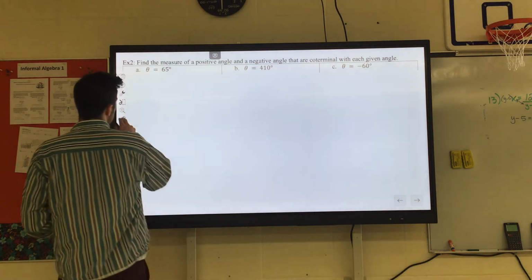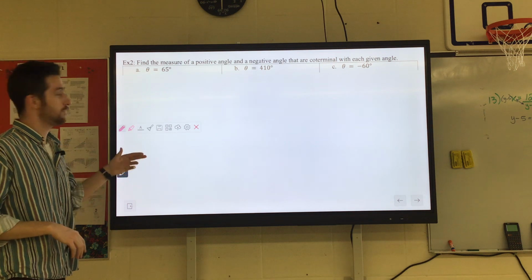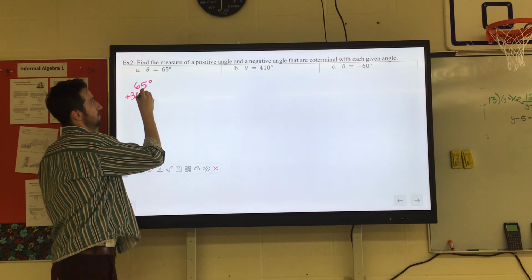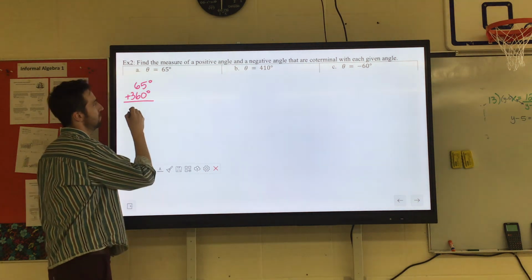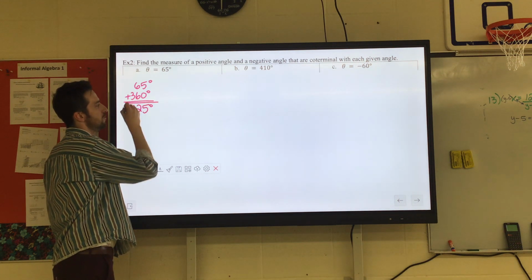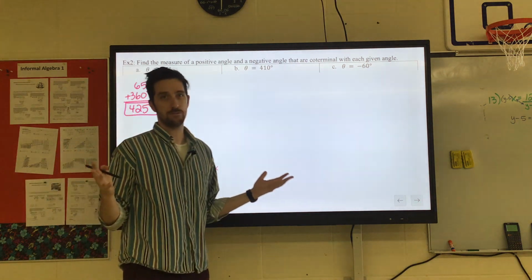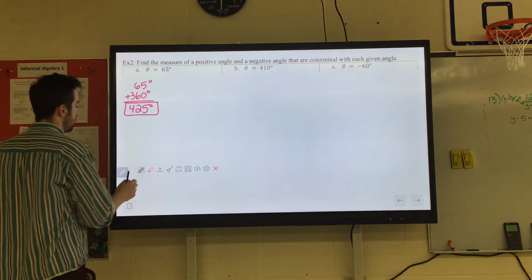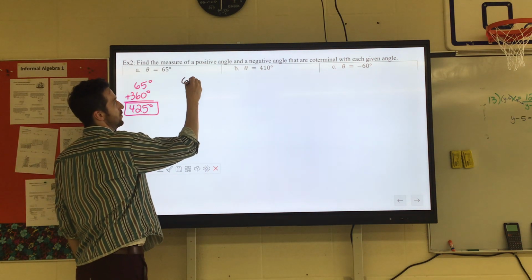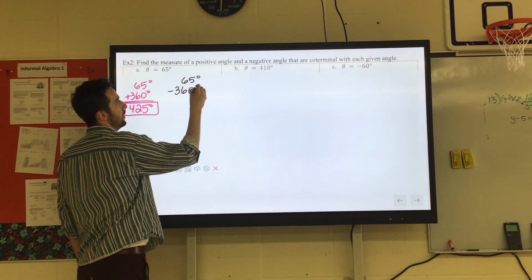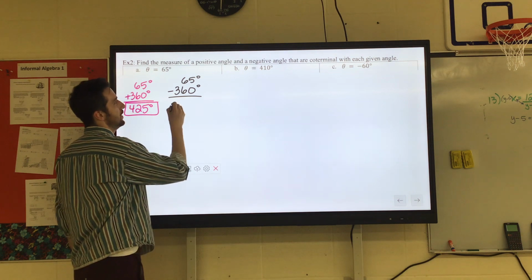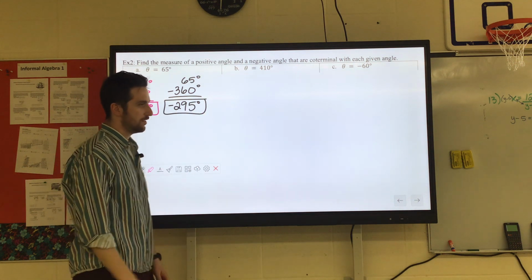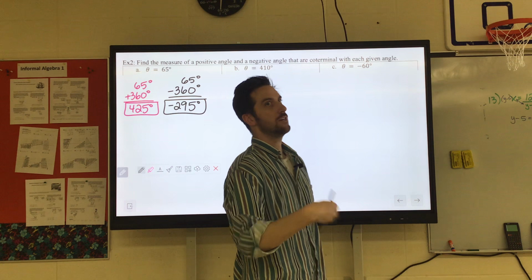So if we're doing, this says to give us a positive and negative coterminal angle. So we could just take the angle and add 360 degrees to it. Boom, we have a positive coterminal angle. So this will give you 425 degrees. There you go, there's a positive coterminal angle. Is that the only one? Absolutely not. You could keep adding 360, add 360, add 360, on and on. Now we do need a negative one as well, so we're going to subtract a full rotation, minus 360. And if you did 65 minus 360, that's going to be negative 295 degrees. Is that the only coterminal angle that's negative? No, you could keep subtracting 360.